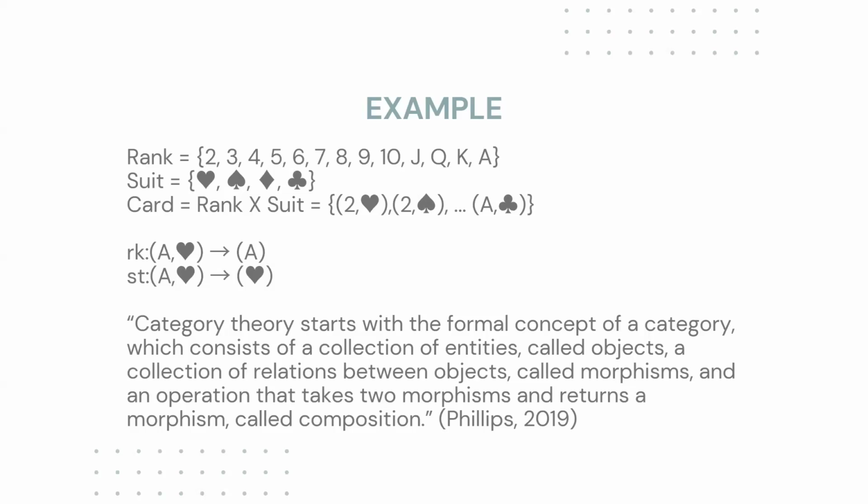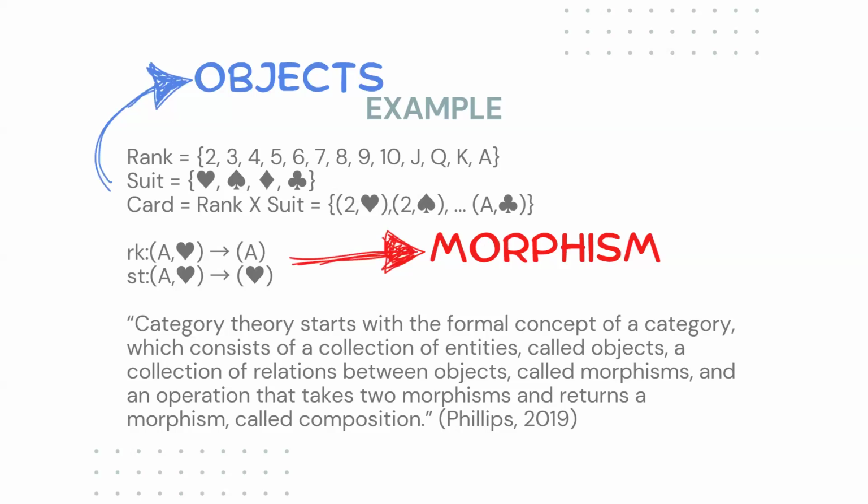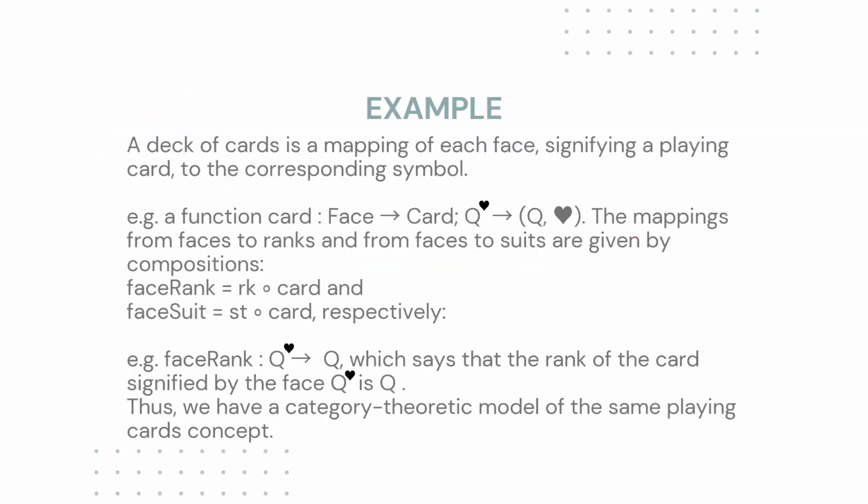And so we can go back to the paper, and category theory starts with the formal concept of a category, which consists of a collection of entities called objects, a collection of relations between objects called morphisms, and an operation that takes two morphisms and returns a morphism called composition. And so just for graphic purposes, in this case, we have rank, suit, and card that are objects, and RK and ST that are morphisms.